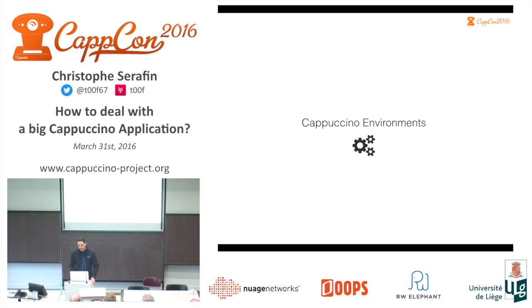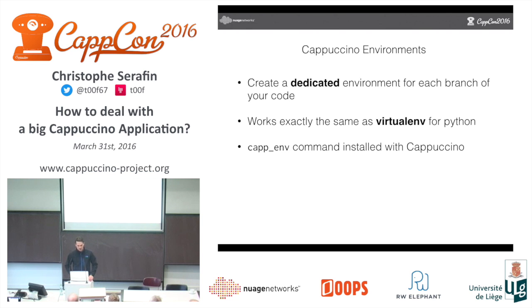If you have multiple branches with multiple Cappuccino installations, it's easy to understand that it can be very handy to have a dedicated environment for each branch. So it means that for our release branch, we have a specific version of Cappuccino or a specific version of NuKit. And for the master, it's going to be another one.